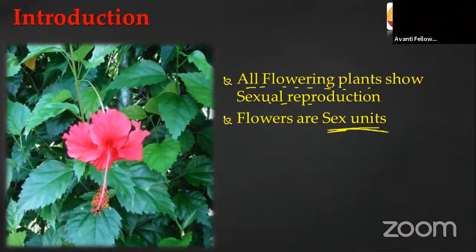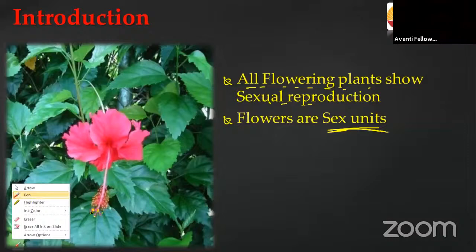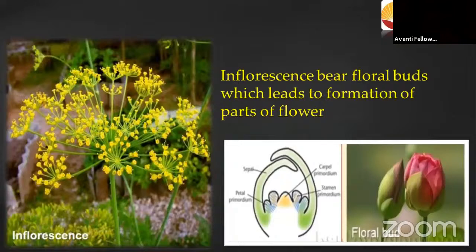You can see it here. Okay, so this is the stigma. Let me change the color. Okay, so this is your female part and this is the male part. These are stamens. So both of them are found in one flower. Okay, so hence they are the sex units, the presence of male and female gametes. Now, this is the sentence taken from the NCERT.